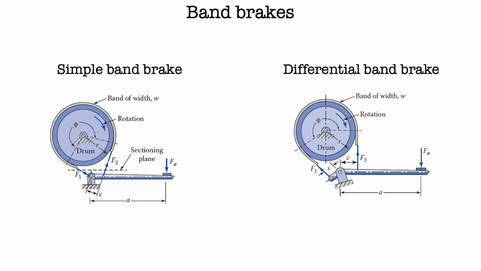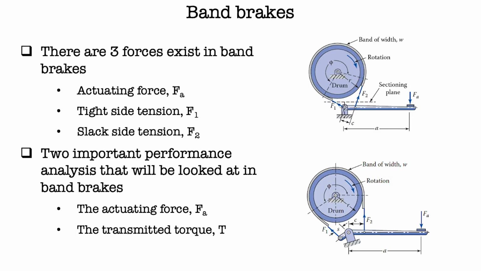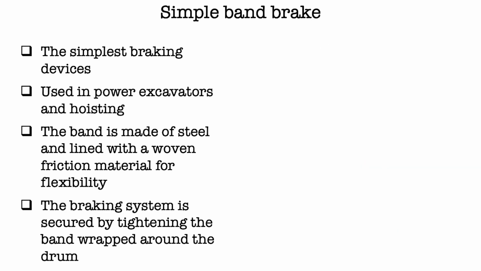For band brake, there are two types, which are simple band brake and differential band brake. The difference is the differential band brake has a fixed lever that connects to the pivot point. There are three forces in band brakes. The first is actuating force, which acts on the main lever. The second is tight side tension, and the third is slack side tension. Then two important performance analyses that will be looked at in band brakes are the actuating force and the transmitted torque. Next, we move on to simple band brake.